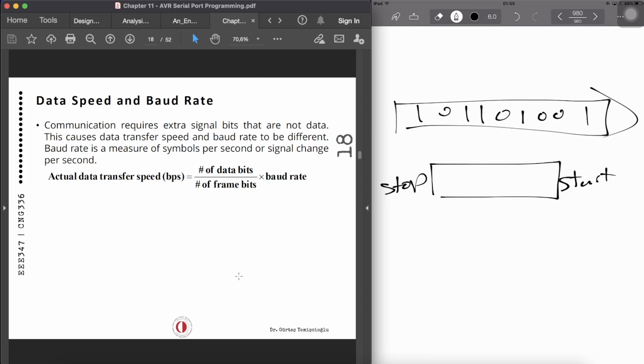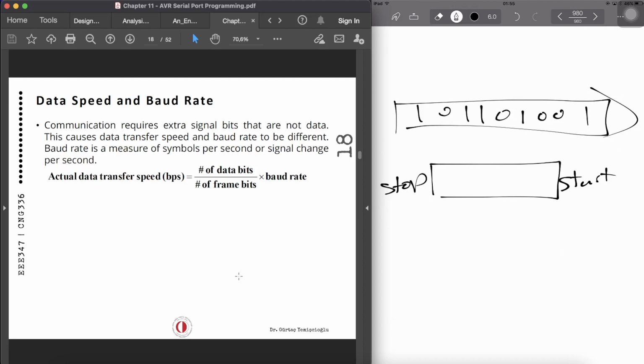In a modem, sometimes a single change of a signal transfers several bits of data. But as far as the conductor wire is concerned, the baud rate and the BPS are the same. For this reason, we can use BPS and baud rate interchangeably.